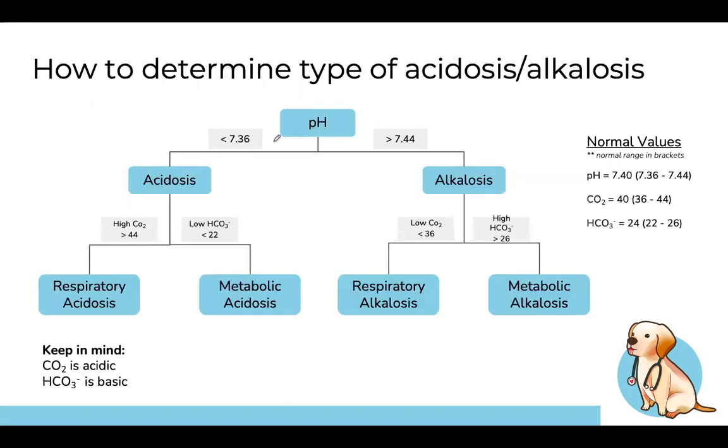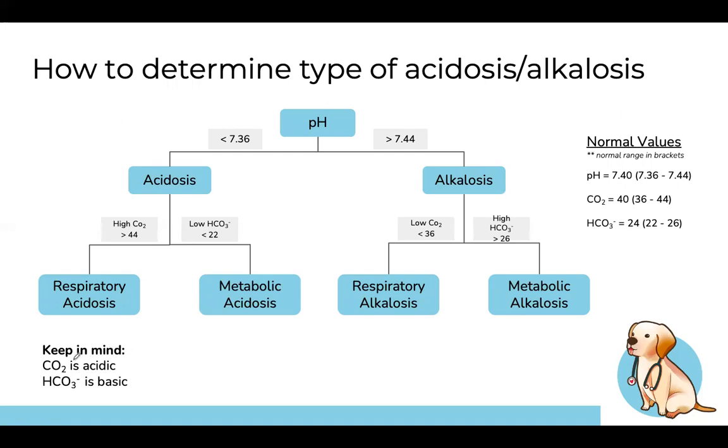All right, so we're going to go into a little bit more detail on how to actually do that. The first thing you want to do, again, is look at the pH. We've got the normal range here from 7.36 to 7.44. We're going to look at the acidosis side first. If it's anything less than 7.36, you can immediately say, okay, that's acidosis. Then you're looking at CO2 and bicarb to figure out: is it respiratory or is it metabolic?